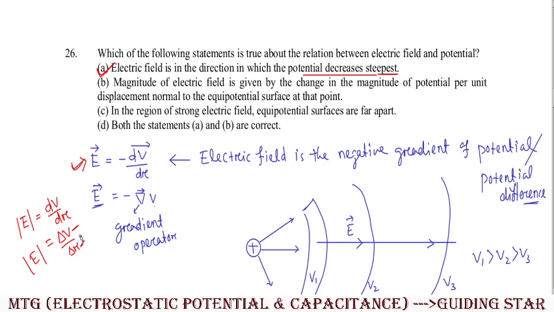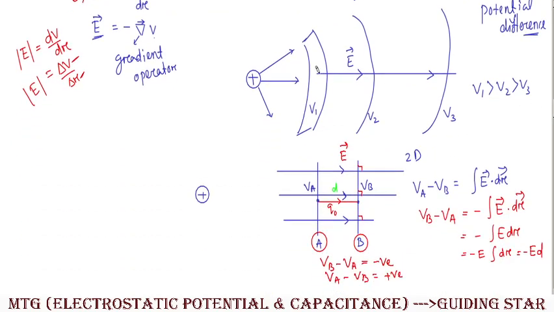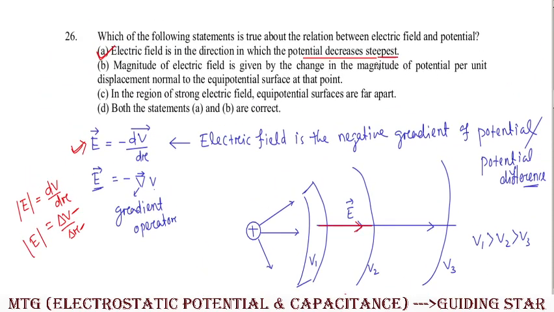That displacement should be normal to the equipotential surface at that point. You can see the direction of the electric field is normal to the equipotential surface. The displacement of the charge particle is along the direction of the field, and that field is perpendicular to the equipotential surface. That means the displacement of the charge particle will be perpendicular to the equipotential surface. So this statement is also true.